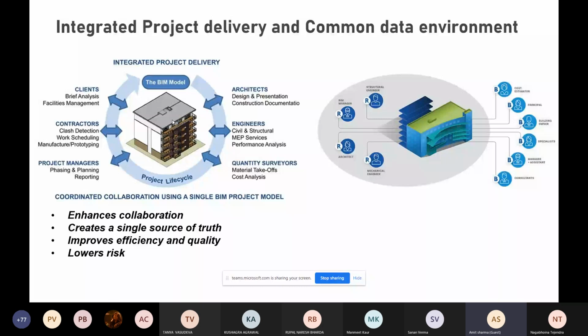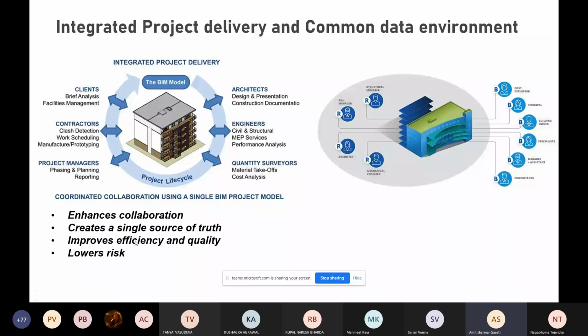Sometimes in construction, you see, okay, my drawing is different from yours, because drawings get updated maybe every week or every 2 weeks. The design changes during the construction. But if we have a centralized BIM model, everyone can see those changes. It improves efficiency and quality.